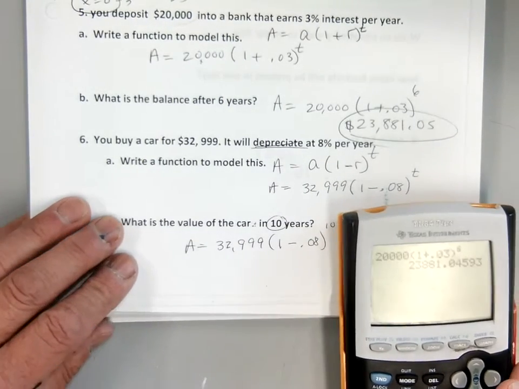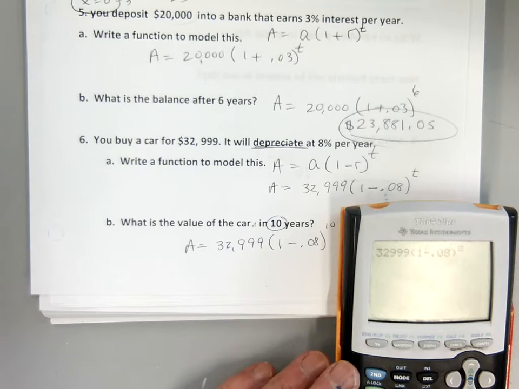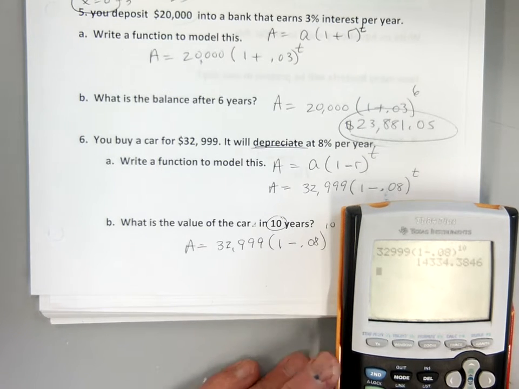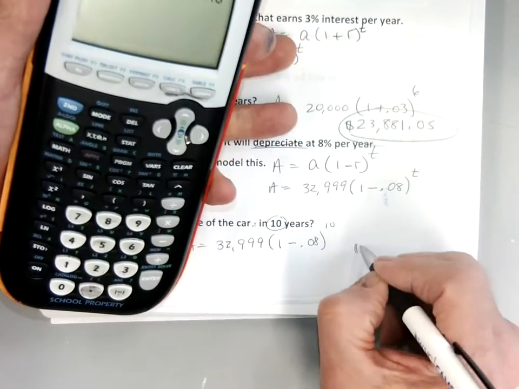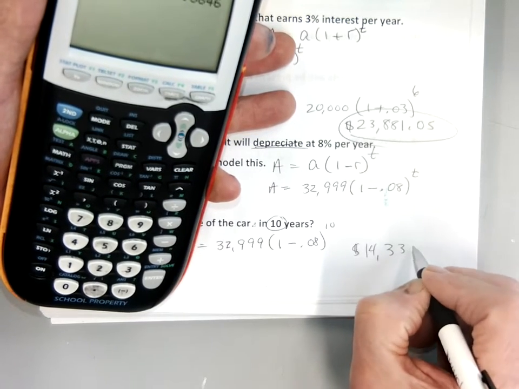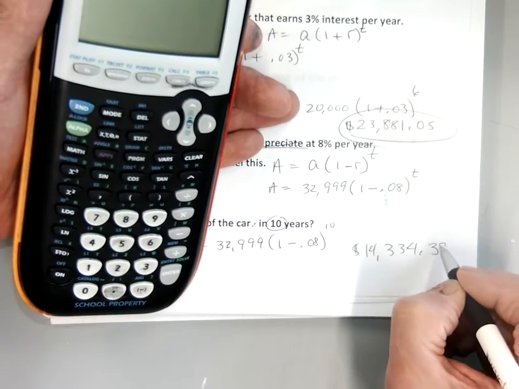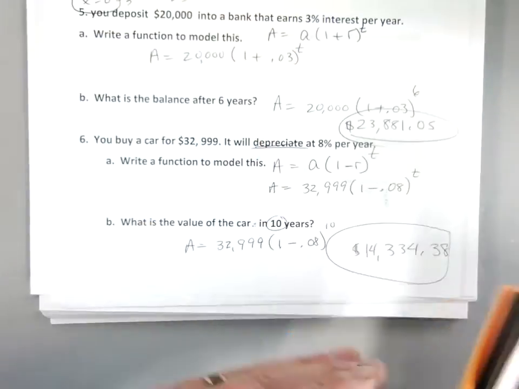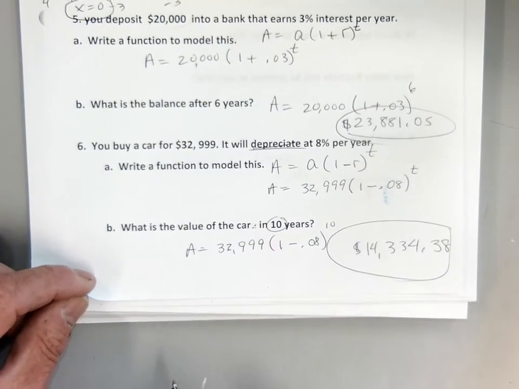And I'm just going to use my calculator, right? 32,999 times 1 subtract 0.08 to the 10th power. Okay, it went down a lot, it depreciated a lot, to about 14,000. But 10 years old, right, it's an old car. Actually, that's not bad for a 10-year-old car. That's not bad at all. Somebody must have taken care of the car. Yep, good job, Artie, yep.